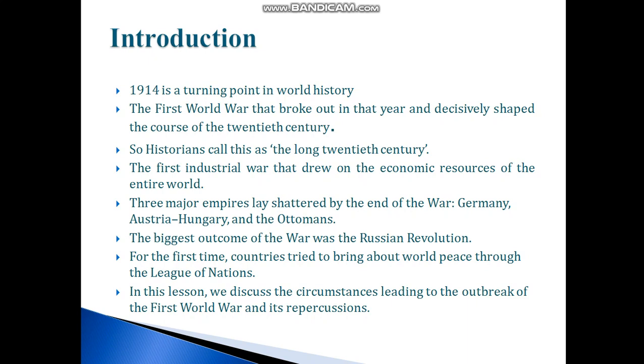Three major empires lay shattered by the end of the war. The countries are Germany, Austria-Hungary and the Ottomans. The biggest outcome of the war was the Russian Revolution. For the first time, countries tried to bring about world peace through the League of Nations. In this lesson, we are going to discuss the circumstances leading to the outbreak of the First World War and its repercussions.